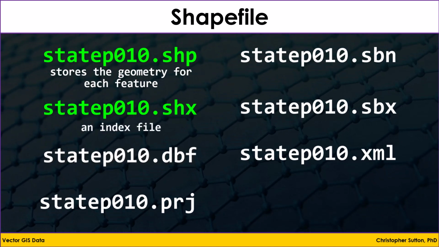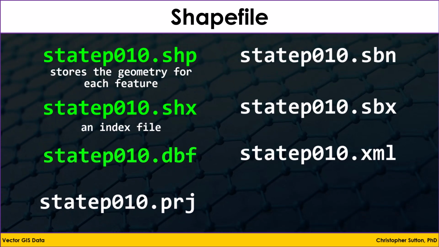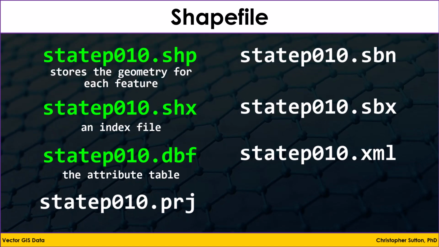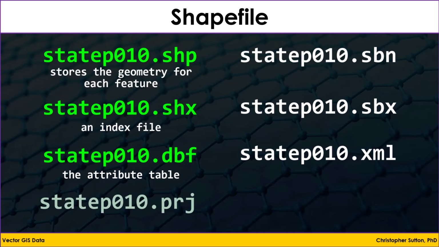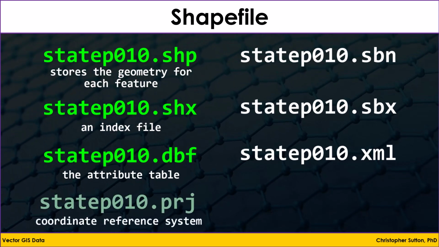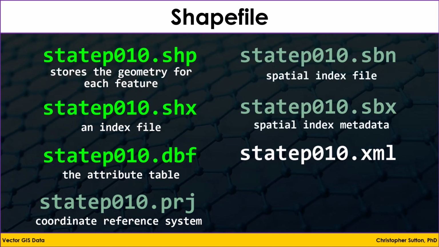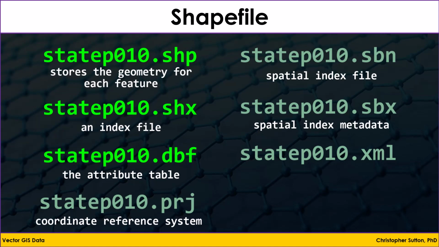The third required file is a DBF file, which is the attribute table stored in DBase format. Optional files that are part of a shapefile include the PRJ file, which stores the coordinate reference system information, SBN and SBX files, which are spatial index files, and an XML file, which is a metadata file.